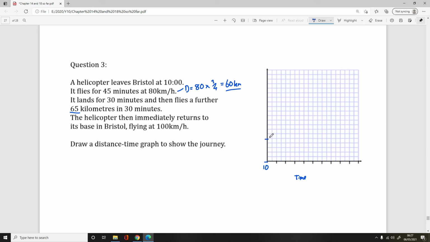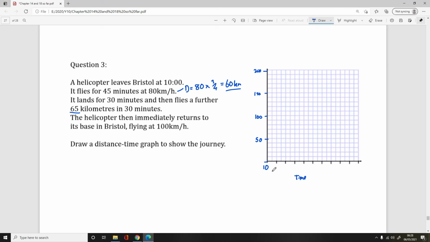So 1, 2, 3, 4, 5. And 1, 2, 3. So we've got 20 squares to play with again. We could go with each square representing 5. Nope, we couldn't. That wouldn't fit. What should we go with? Let's just play it safe. Each square can represent 10. So 50, 100, 150 and 200.